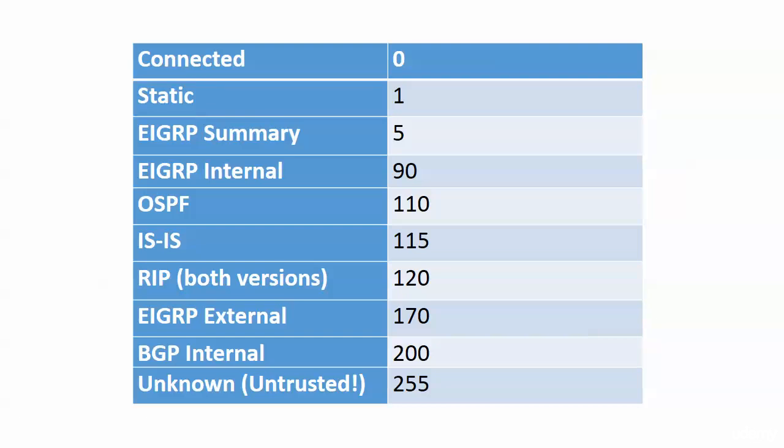That's it for administrative distance for now. I have a feeling we're going to see it again a couple of videos from now, but coming up next we're going to see equal cost load sharing in action with RIP and also introduce you to the traceroute command, and that's coming up next.